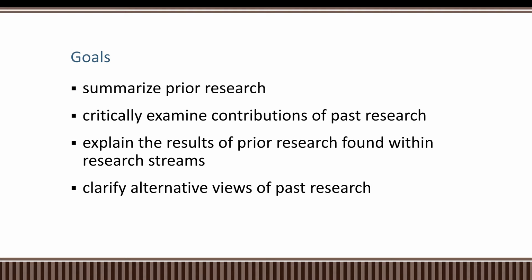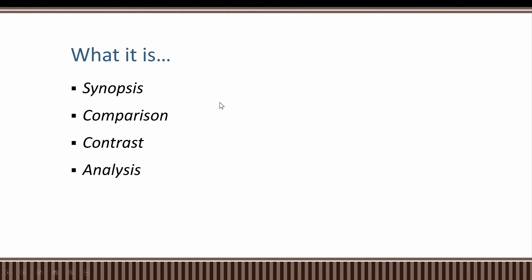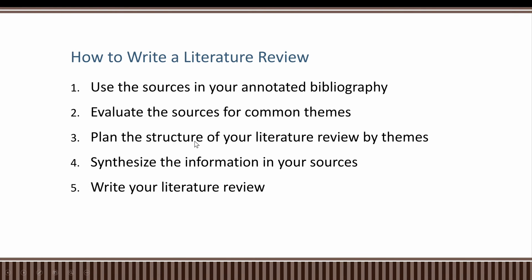The goal of a literature review is to review the existing research in order to establish your own position in the existing field of research. A literature review will provide your reader with a comprehensive look at previous discussions prior to your research paper. It provides a context. It builds a foundation before you present your new idea for research. It is a synopsis, a comparison, a contrast, an analysis.